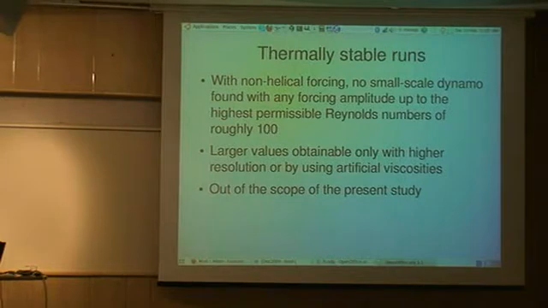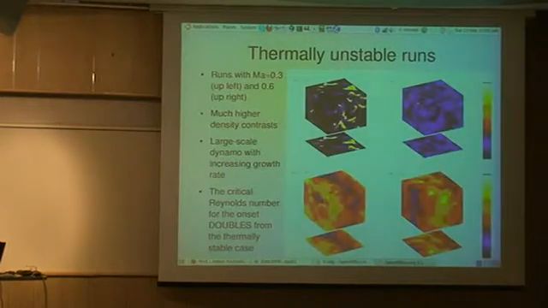And then we didn't have any time or resources for this particular paper to make any higher resolution runs, and we didn't even want to use artificial viscosities. So it was kind of out of the scope of the present study, and my student has extended this now to 130, and still we have no small-scale dynamo. So it's not a property of the thermally unstable runs, but it's a general property of interstellar cooling and heating functions. Thermally stable or unstable, no matter what.